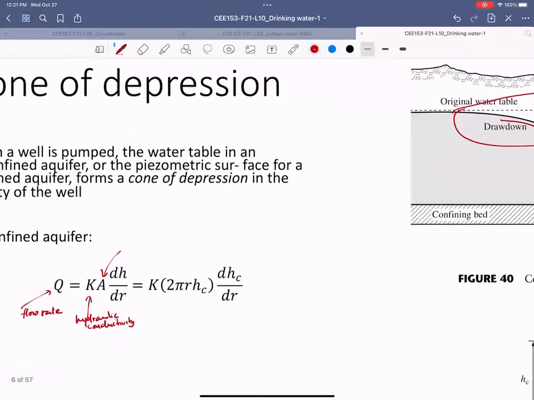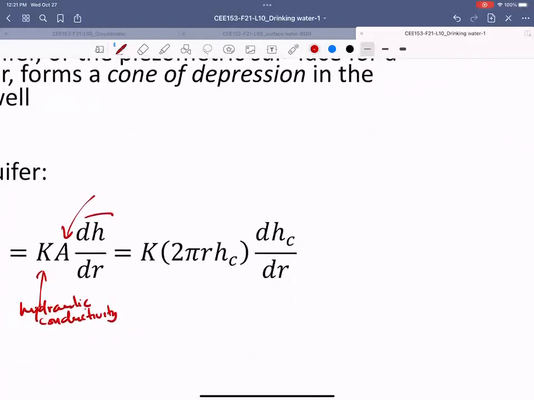So that's basically the hydraulic gradient, and this is in radial directions. Because you are pumping at the center, water will drop from all directions the same way. So now, as I said, area is the area of the well that is receiving water from the surrounding.